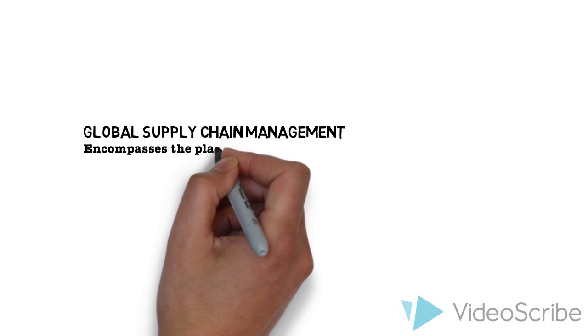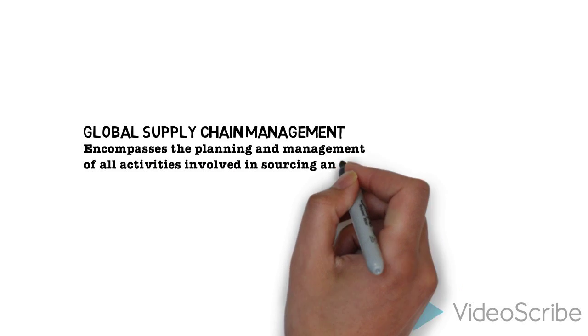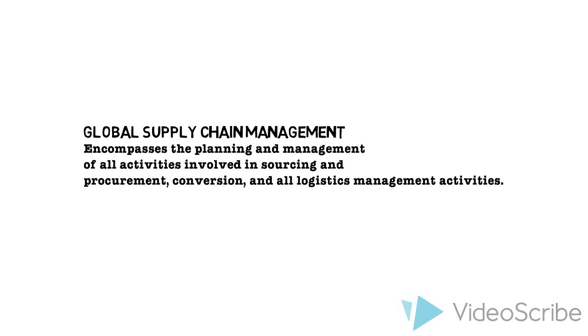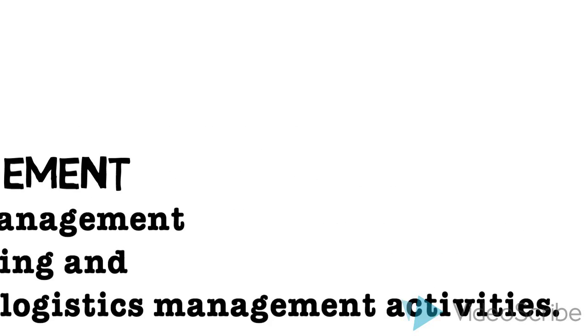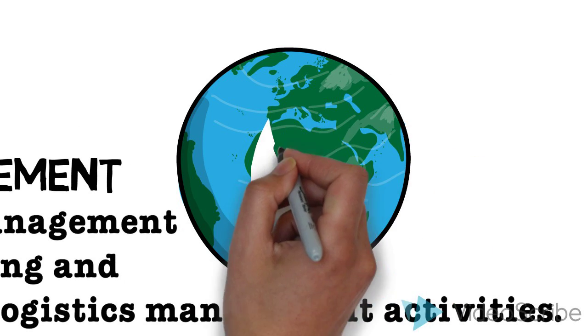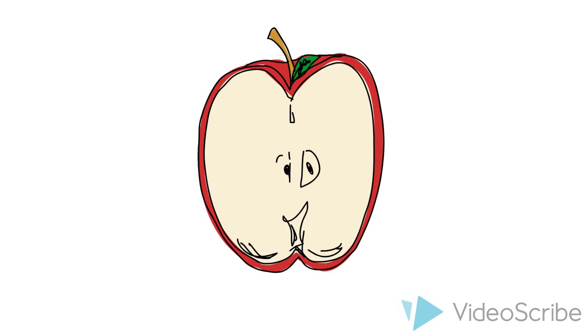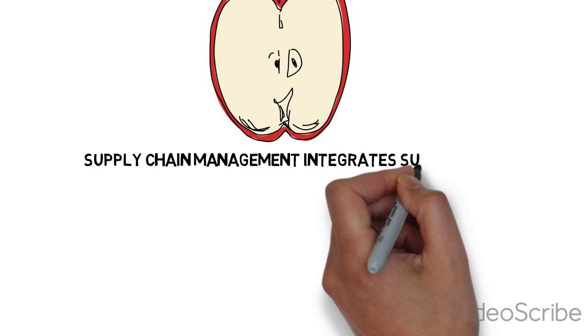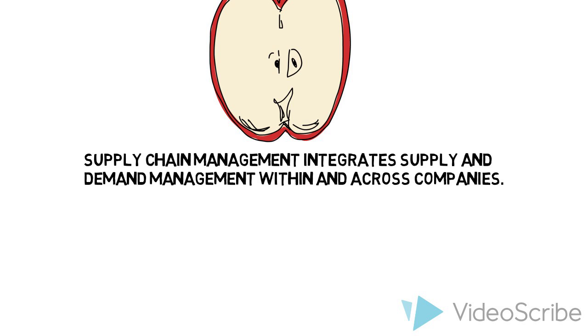Global supply chain management encompasses the planning and management of all activities involved in sourcing and procurement, conversion, and all logistics management activities. Importantly, it also includes coordination and collaboration with channel partners, which can be suppliers, intermediaries, third-party service providers, and customers. In essence, supply chain management integrates supply and demand management within and across companies.